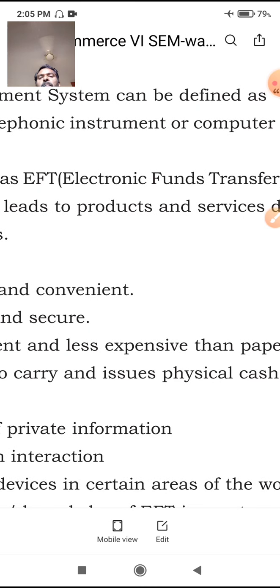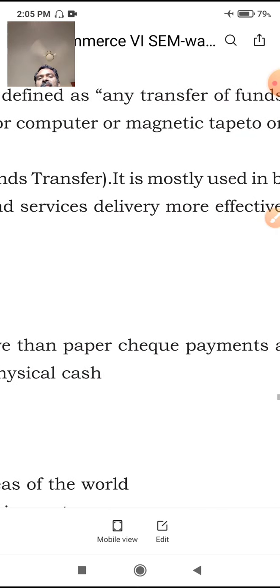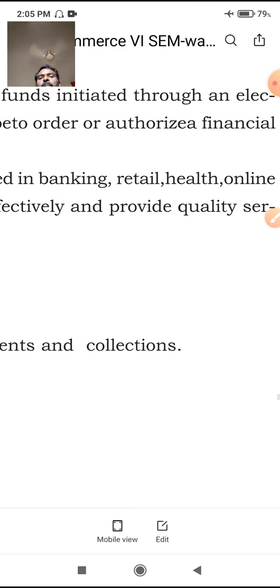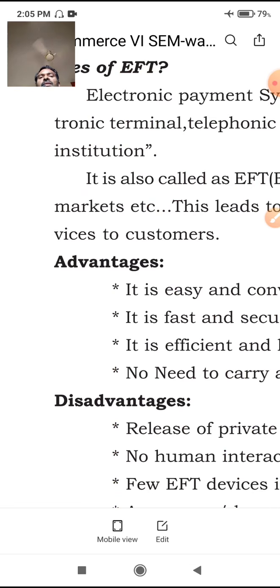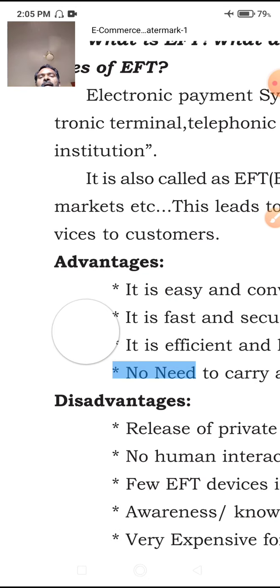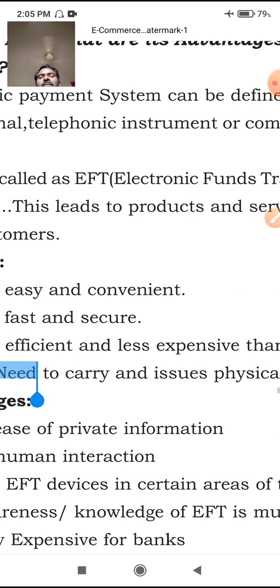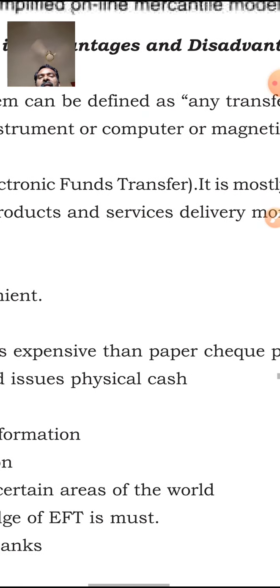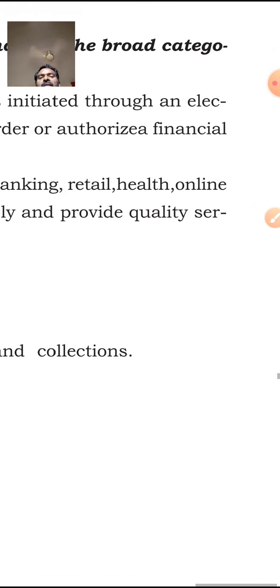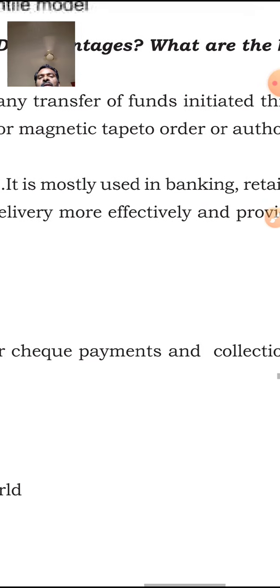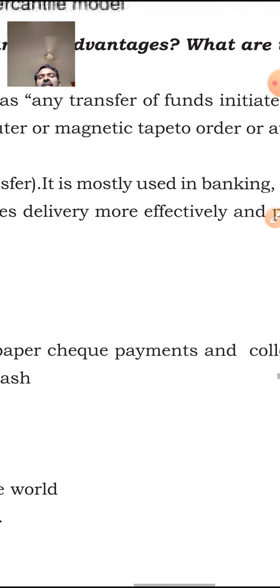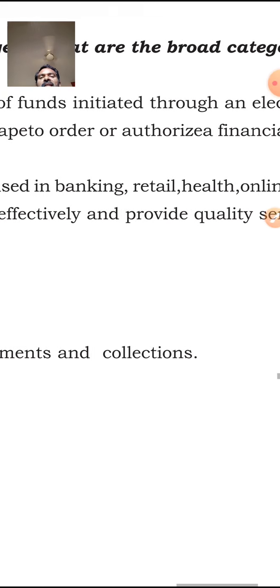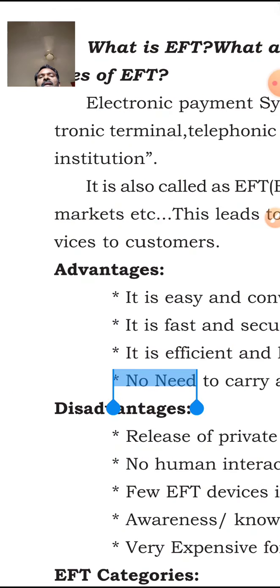This leads to products and services being delivered more efficiently and quality services being provided to the customer with the help of EFT. In a fraction of a second, the money is transferred from the customer to the company. After receiving that money, the company delivers and more efficiently provides quality services to the customers. So this is the definition of EFT.